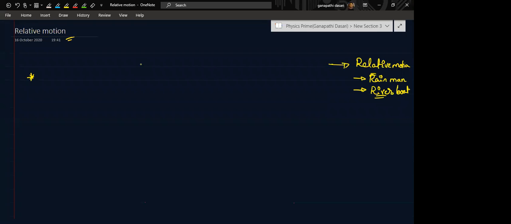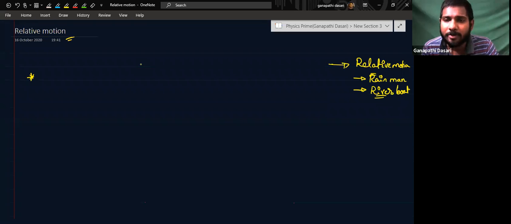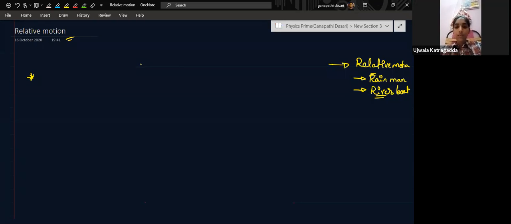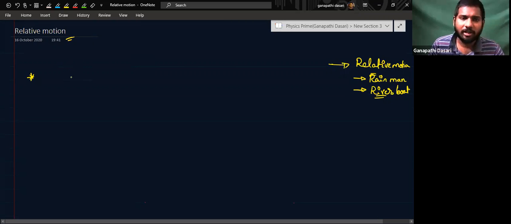we try to understand the motion of objects with respect to a reference frame, and to that reference frame we connect some clock and we draw coordinate axis from that reference frame and try to observe all other motion of different objects. So what do you need to understand to find out relative motion? In relative motion, you know vectors, right?